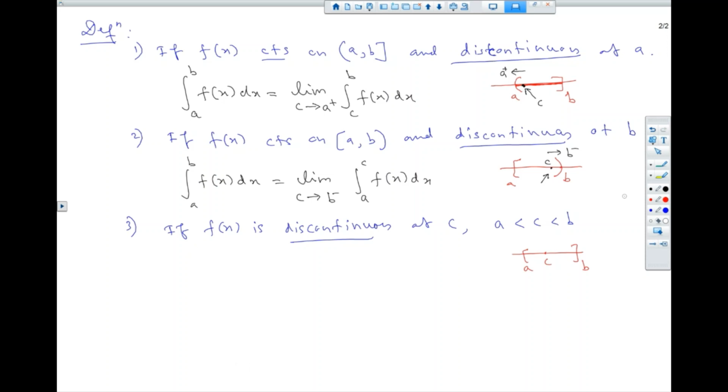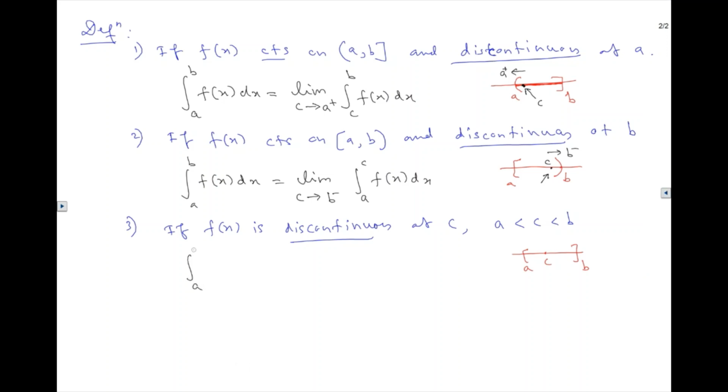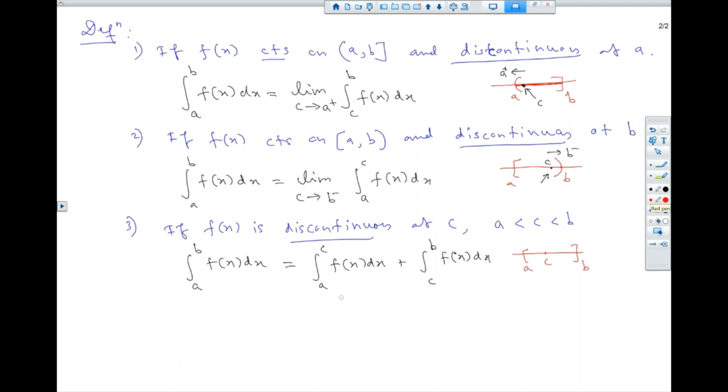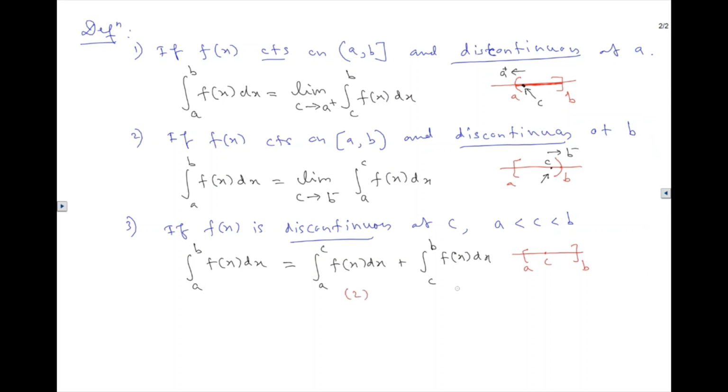So what we do in this case, we're going to split the integral. We have the integral from a to b of f(x) dx. Now there is a discontinuity in the middle of the integral. What we do, we split the integral into a to c of f(x) dx plus c to b of f(x) dx. You can see that in the first one there's a discontinuity at the upper limit, that's the second case, and here there's a discontinuity at the lower limit, so that's the first case. So we're going to solve those two separately.